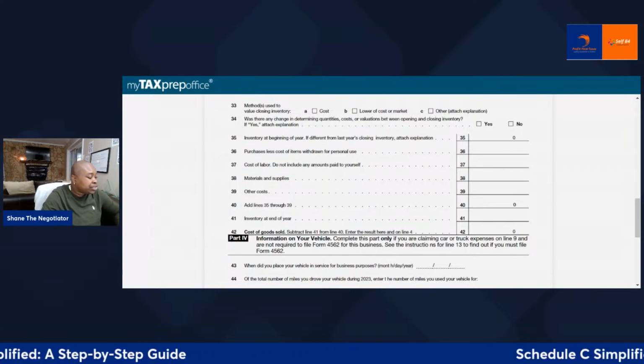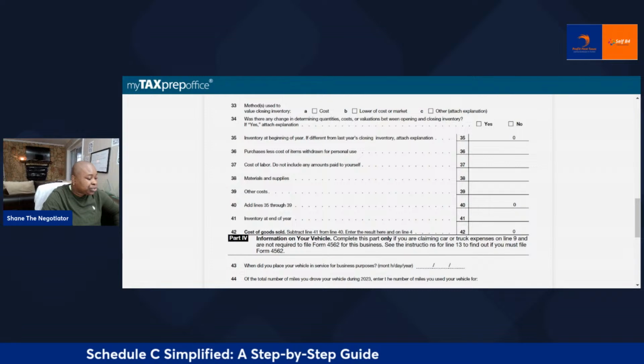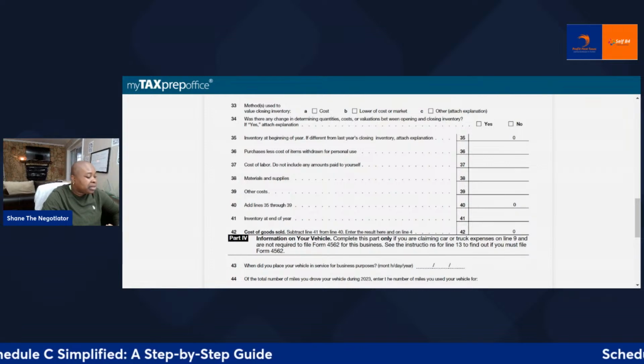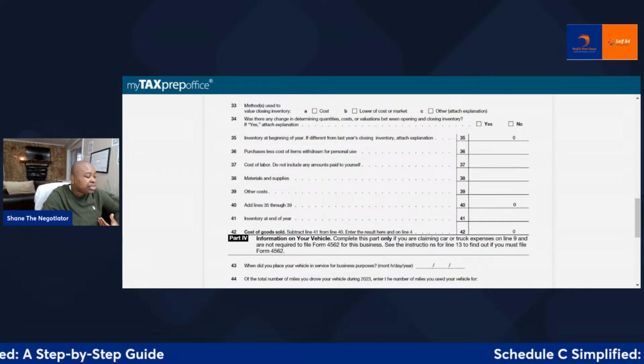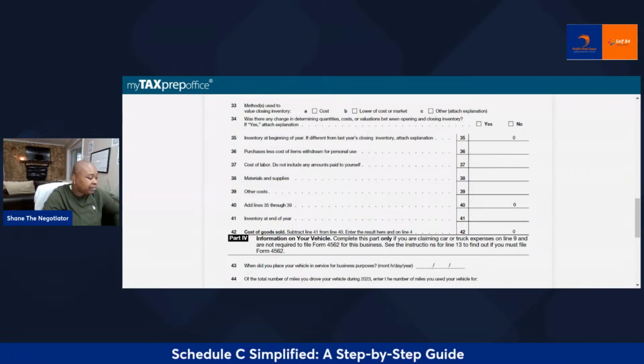Then for the cost of goods sold, you're going to subtract line 41 from line 40. The inventory at the end of the year is going to be on line 41, and you're going to subtract that from whatever was on line 40.